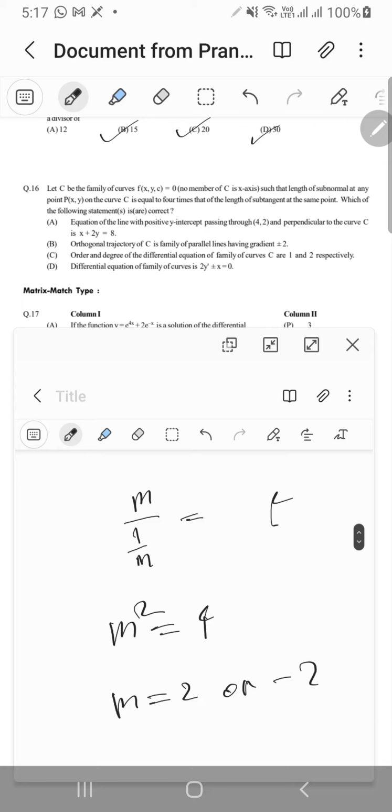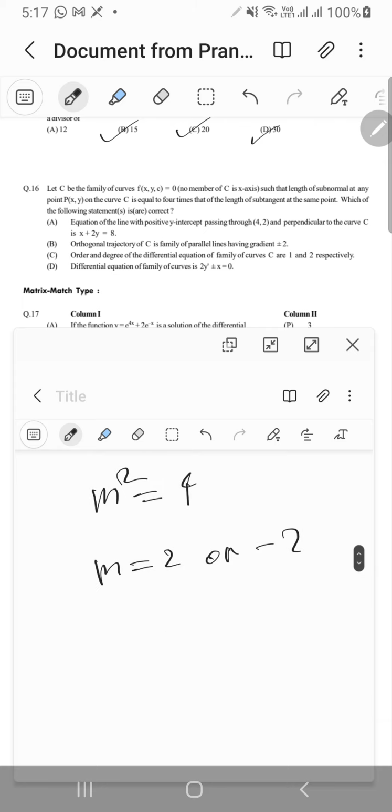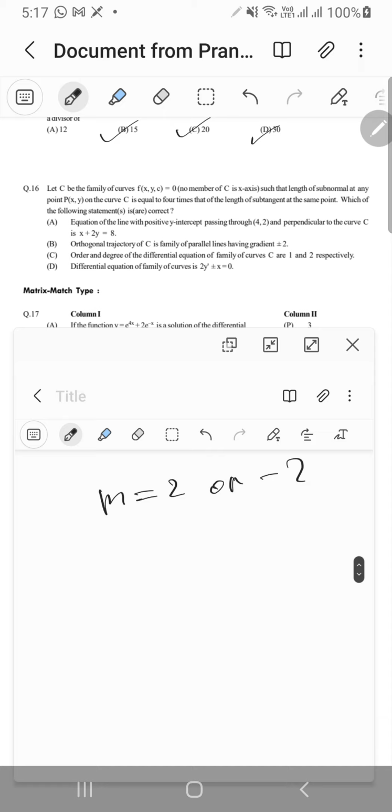Okay, then which of the following statements is or are correct? The equation of the line with positive y-intercept passing through 4, 2 and perpendicular to the curve C is... Okay, the following statements are correct. It could be something like, whatever, just put y equal to 2x plus c, or y equal to minus 2x plus c. That's the only thing it could be.